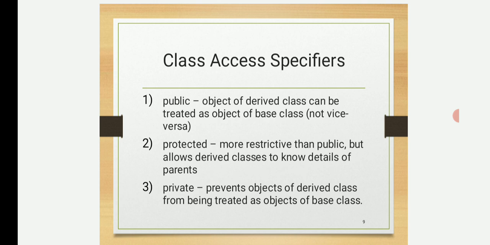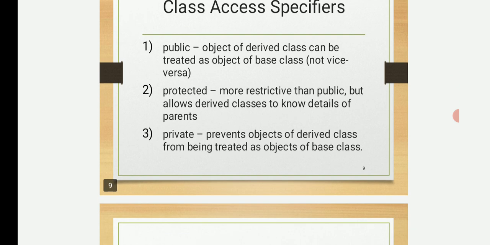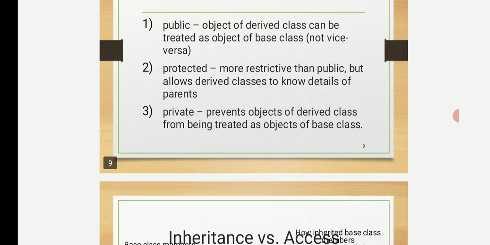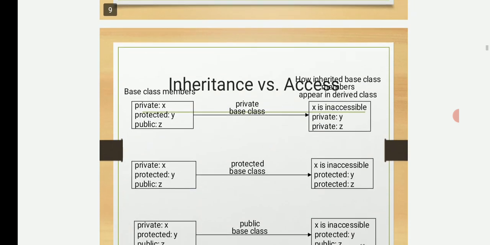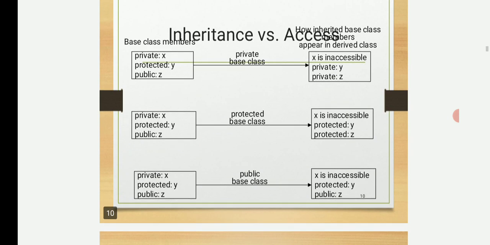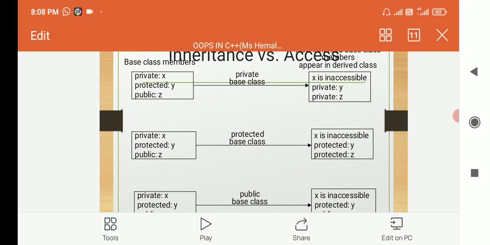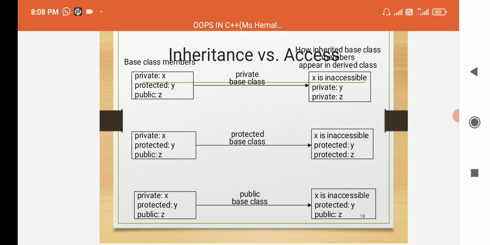Next one is private. It prevents objects of the derived class from being treated as objects of the base class. It should be used within a class or function alone. We cannot access it anywhere like public. Here I am giving the difference between inheritance versus access. On the left side we have base class members, and on the right side derived class members, right? Here private X, protected Y, public Z.